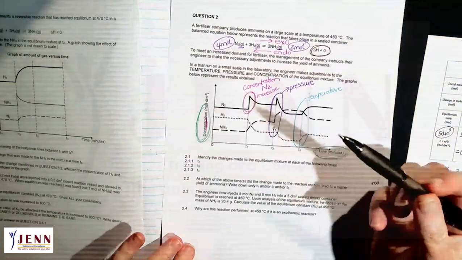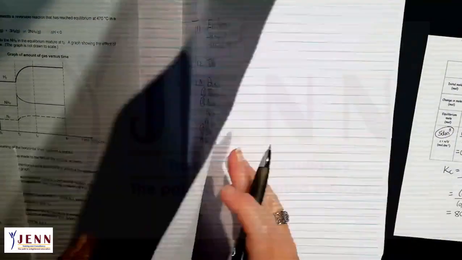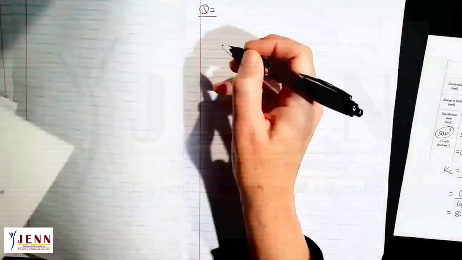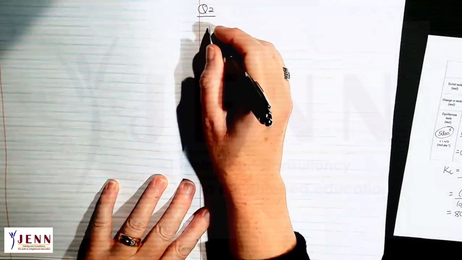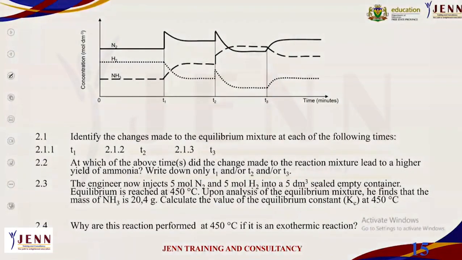Now they ask in question number 2, question 2.1.1, they tell you the following. They say, identify the changes made to the equilibrium mixture at each of the following times.